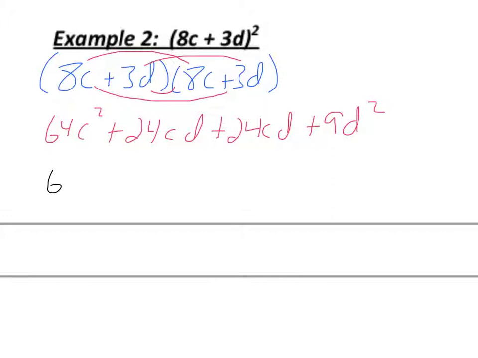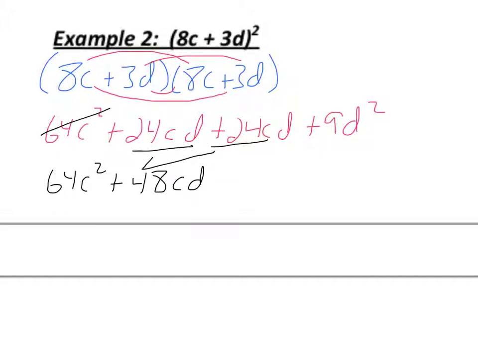So we have 64c squared, no other like terms for that. These two are like terms. They have the same letters being multiplied, so that's 48cd, and then plus 9d squared. And that's all there is to it.